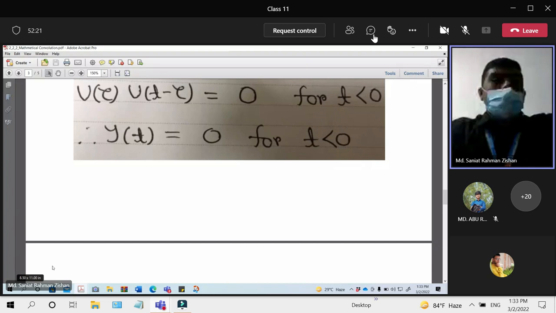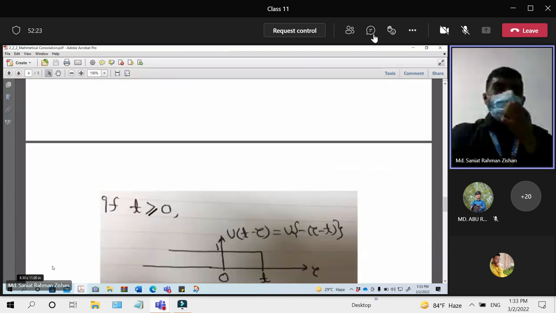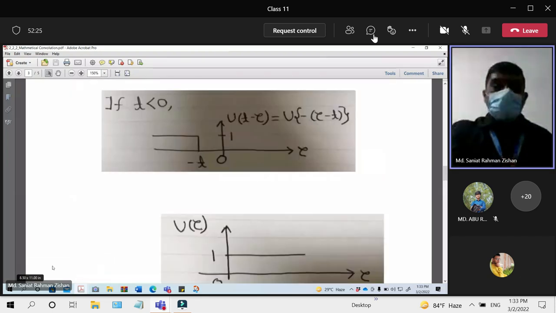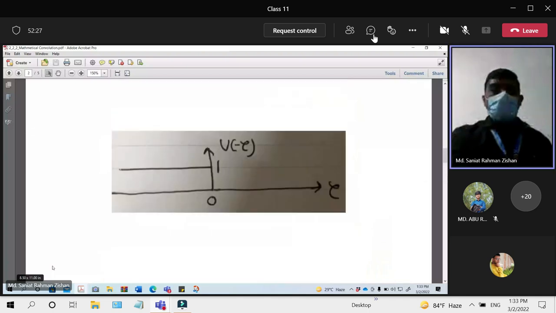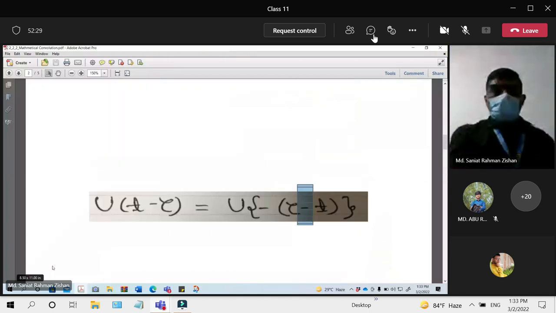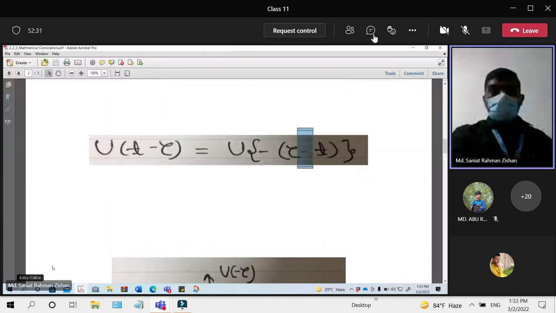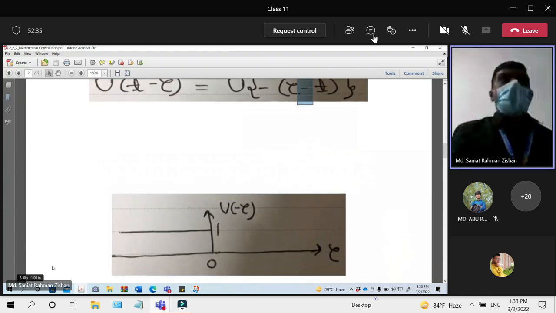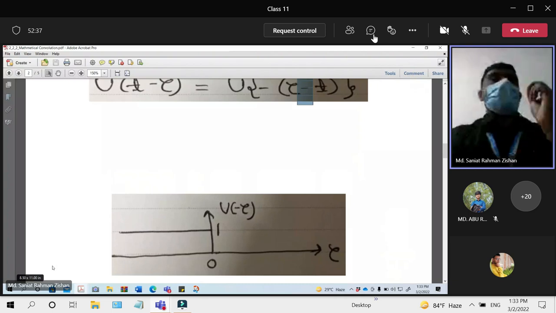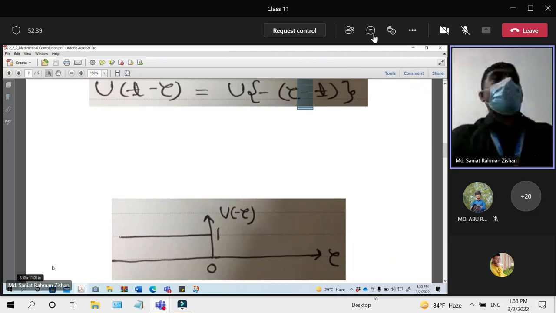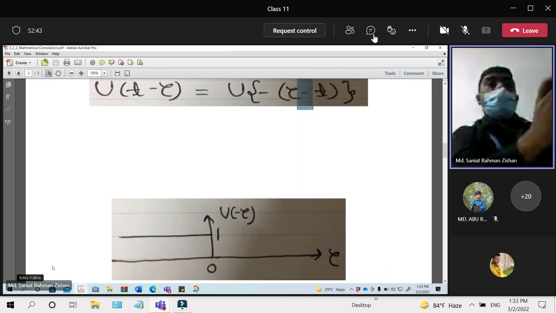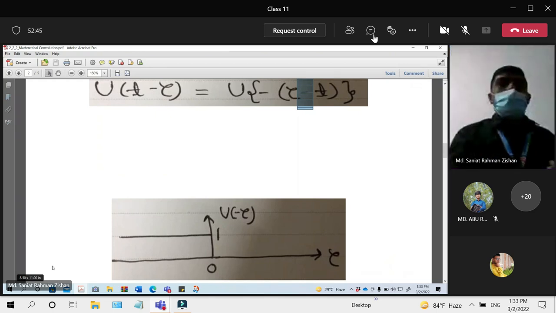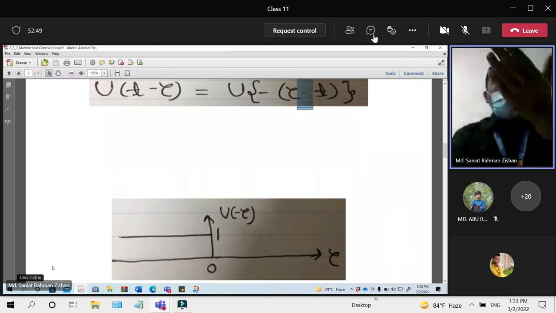Now 0 to something positive. So I'm assuming now t is positive. Again from here, it was the case u minus tau. At first I assumed t is negative. Now I'll be assuming t is positive. Let's say t is plus 2. U tau minus 2, u tau minus 4. Will it be shifted to the right or to the left? It will be a right shift.